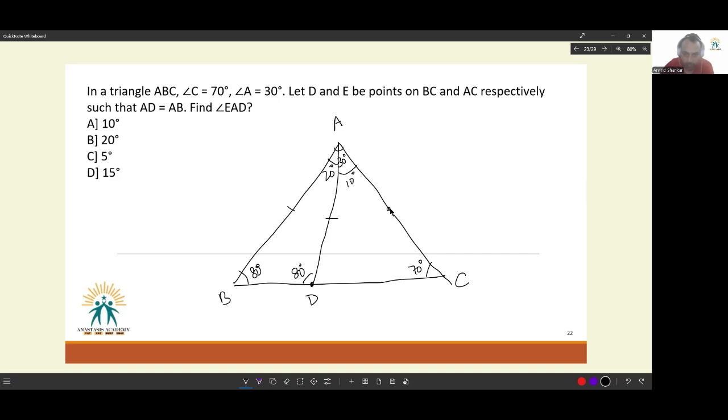Now E was a point somewhere here. E is on BC and AC. E is some point here. Where is it? Is it here? Is it up? I don't know. But the angle EAD will definitely be 10 degree. Answer to the question is option A, 10 degree.